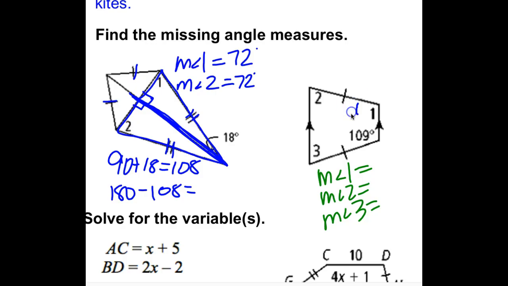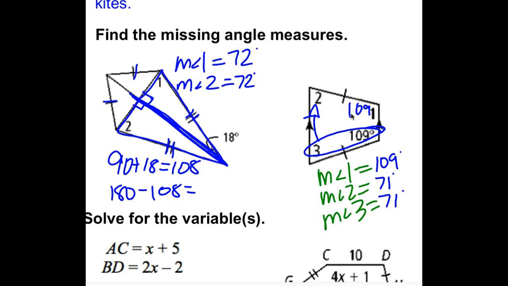You should have gotten that angle 1 is 109 degrees. This is an isosceles trapezoid, so those base angles are congruent. Then you have a supplementary relationship here, which should get you angle 3 to be 71, which you can then use to say that angle 2 is also 71 degrees.